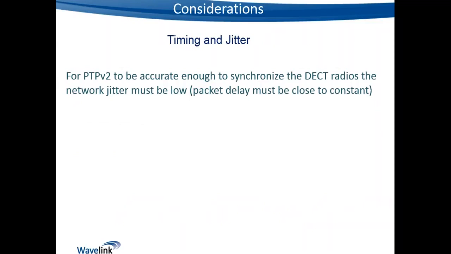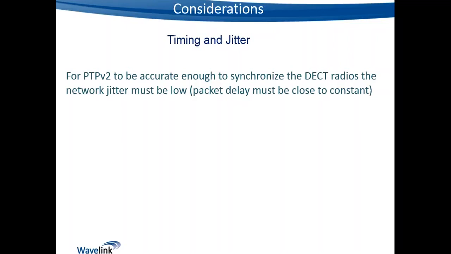So it brings us to timing and jitter. As we said, for PTP to be accurate enough to synchronize the DECT radios and manage that through the multicast traffic, the network jitter has to be low. Okay, so just to define jitter, in a packet switched network there's always going to be delays between packets going from their source to their destination. They may even take different paths through the network. So jitter is when those packets have different lengths of delay between their source and their destination. So packets will arrive with different amounts of delay between them, and that's defined as jitter.